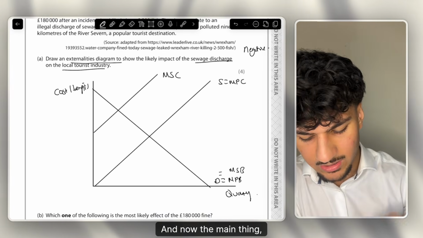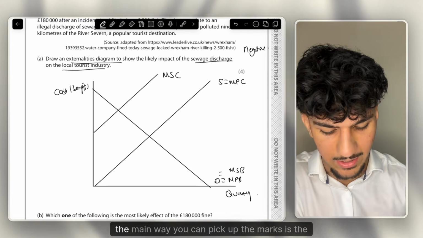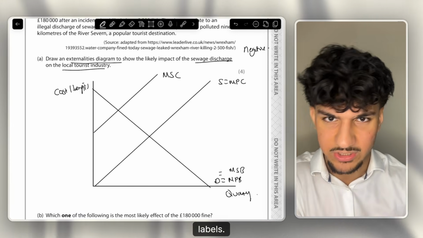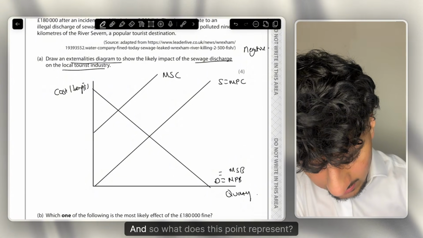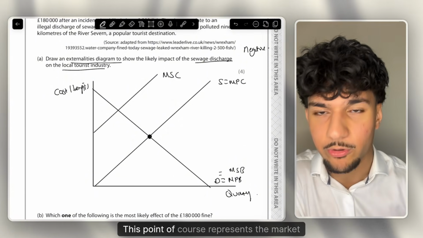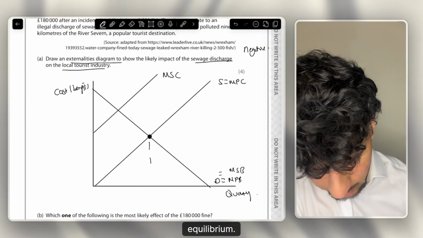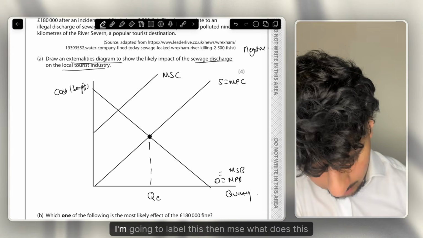And now the main thing in an essay question, the main way you're going to pick up the marks is the labels and using the labels. But here, obviously, you need to label it up just for the marks. And so, what does this point represent? This point, of course, represents the market equilibrium. So this is QE, I'm going to label this.